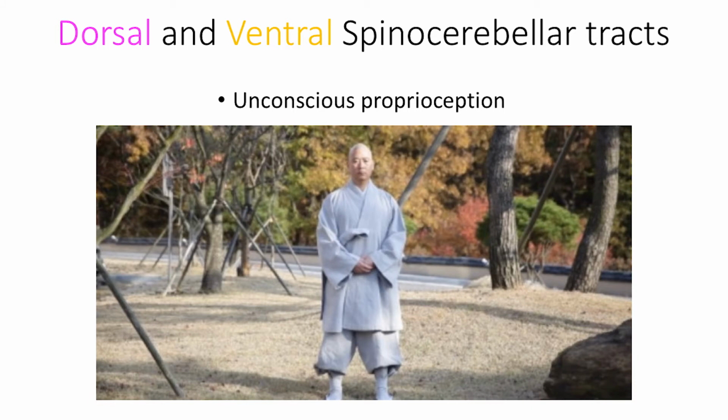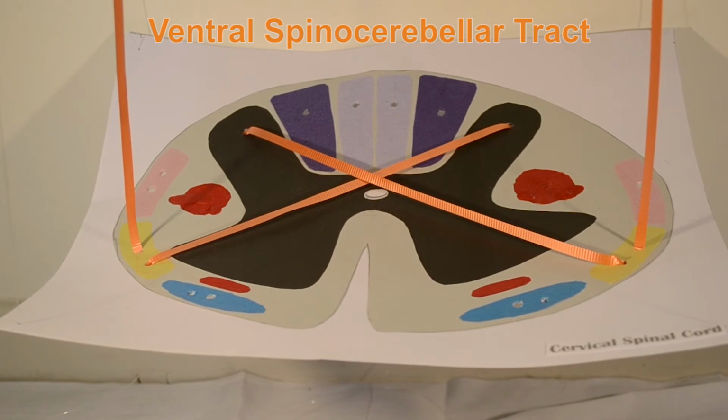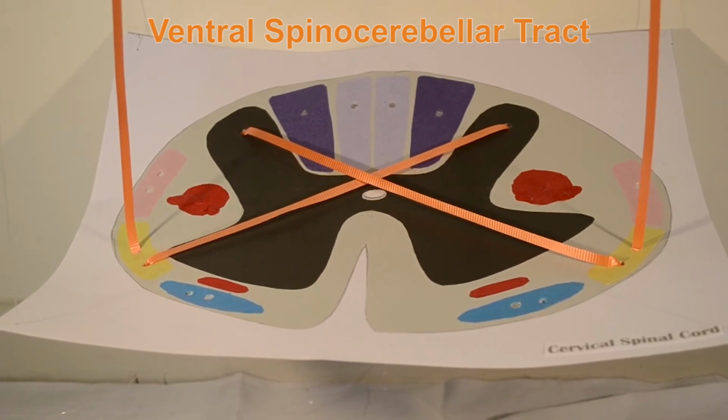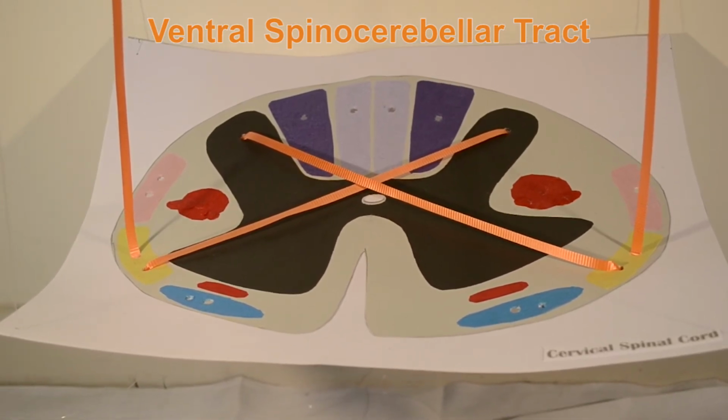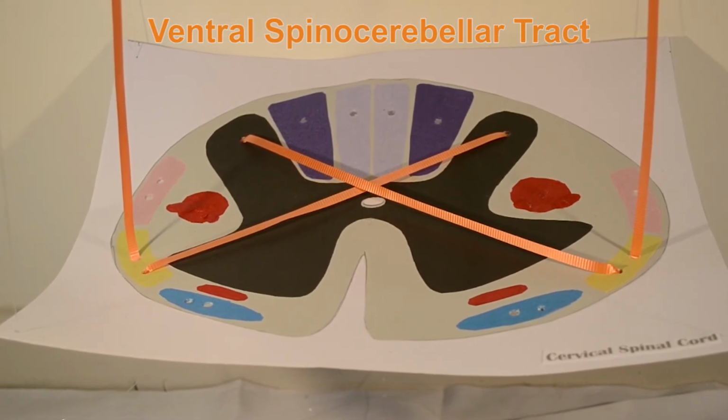The spinocerebellar tract projects unconscious proprioceptive information to the cerebellum via the spinal cord. There are 2 pathways within the spinocerebellar tract, the ventral spinocerebellar tract and the dorsal spinocerebellar tract. Primary neurons of the ventral tract conduct proprioceptive information from inferior regions of the trunk and lower limbs.